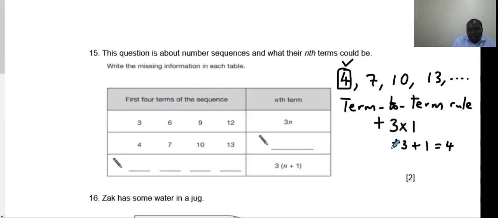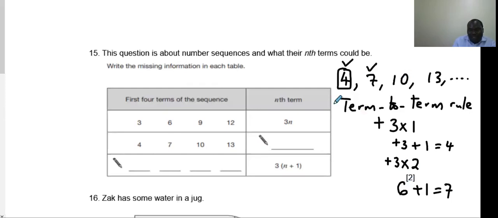So we got this. How about the second term? The second term is the term to term rule, which is positive 3 times the position number of 7, which is 2. Now what is 3 times 2? 3 times 2 is 6. But we were expecting to get 7. So what is missing is add 1. Now 6 plus 1 is equal to 7. So our second term is 7, so we got it correct.